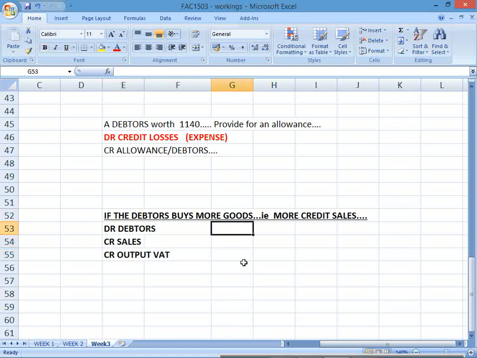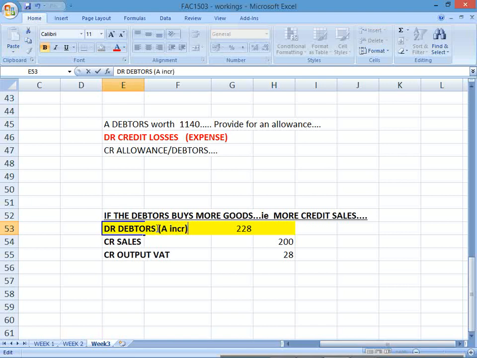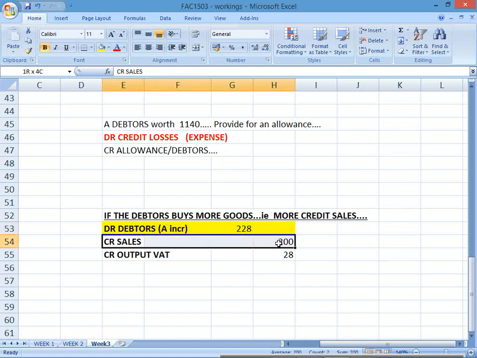So let's assume that the debtor bought, I'm going to keep the figures simple so we can work with them, 228. The sale would have been 200. The output would have been 28. Is everyone okay with that? So what is going to happen to the debtor's account? Yes, the debtor's account is an asset that's going to increase. So why is the debtor's account increasing? Because you're selling goods that have VAT.